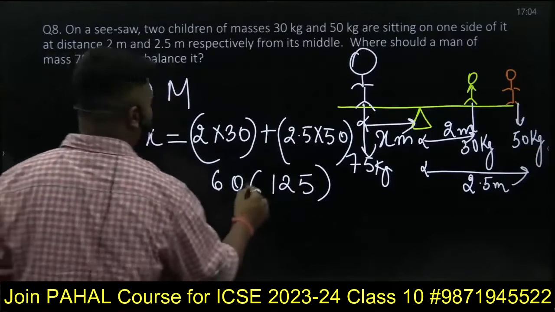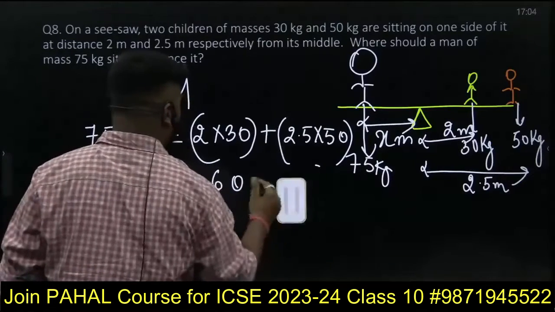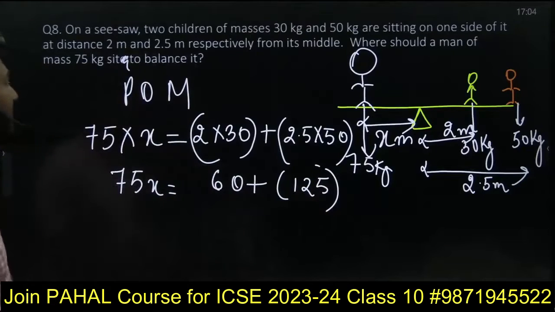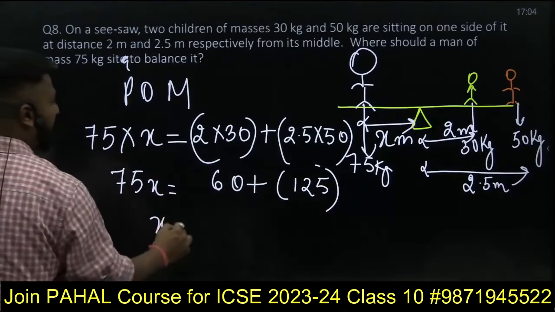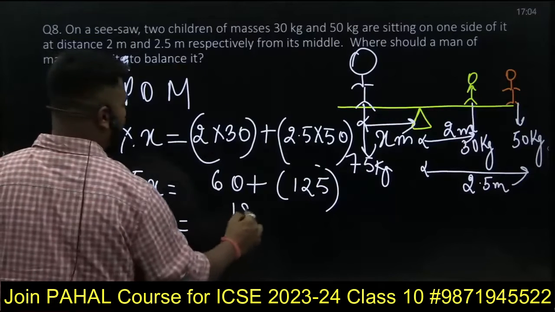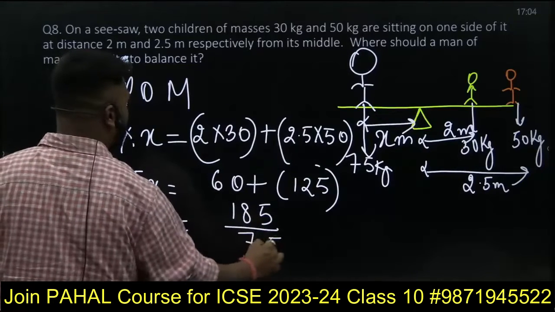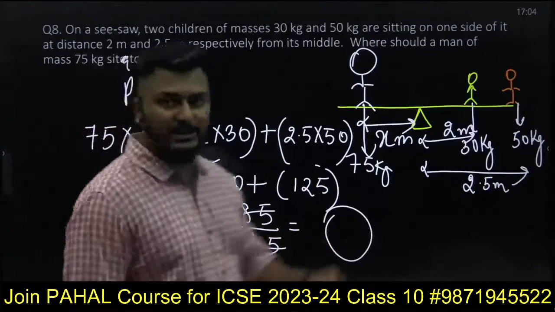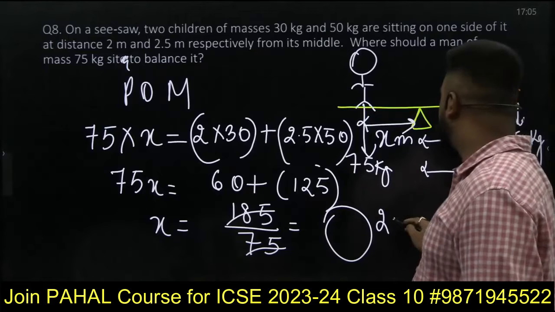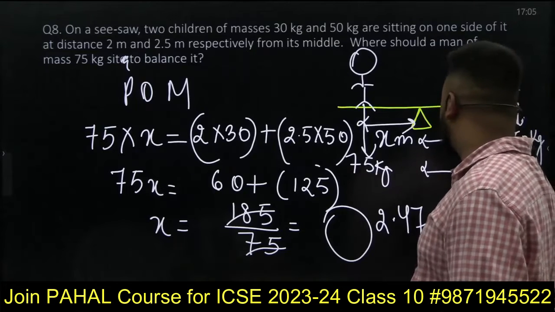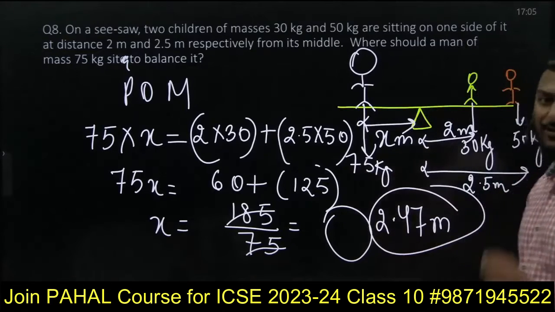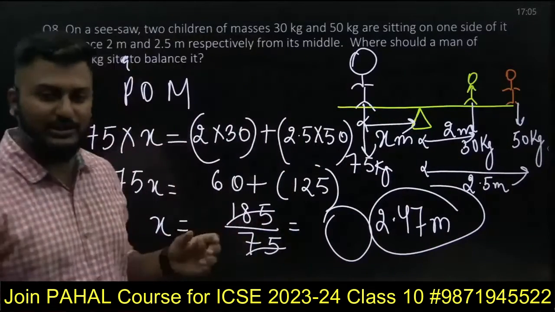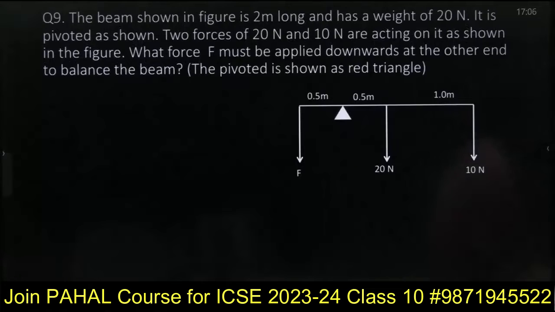And in between there is a plus sign. Plus 125, this is what comes, right? Yes or no? Great. So 75x, x would be equal to, on adding, 185 upon 75. Now cancel it, whatever answer comes would be the final answer. Everyone knows how to do division. So the answer is 2.47 meters. I will not be teaching you division, addition and subtraction now, since you are in class 10, you must know this. So let's see what is the next question.